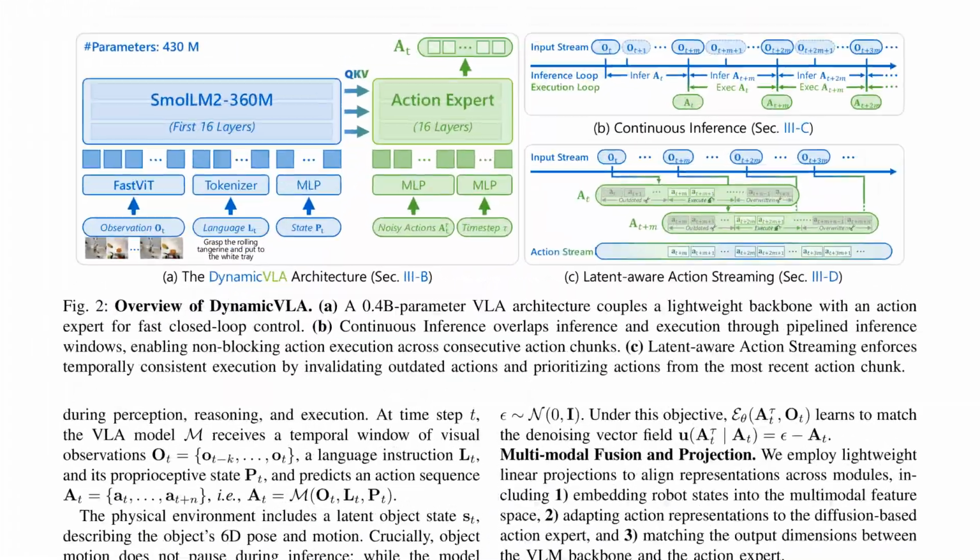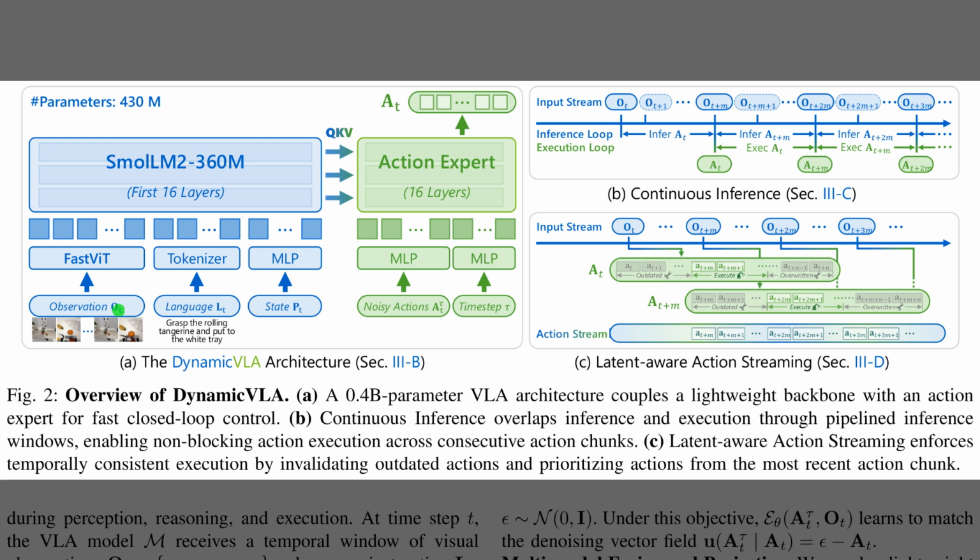Figure 2 details the specific architecture and logic that make this real-time control possible. In panel A, on the left, the design combines a convolutional FastViT encoder with a truncated SmolLM2 backbone to keep the total size around 430 million parameters. Next, panel B illustrates continuous inference, where the system starts calculating future actions immediately, overlapping with current execution so the robot never pauses. Finally, panel C depicts latent-aware action streaming, which discards outdated actions that became stale during computation, ensuring the robot only executes commands that match the present moment.